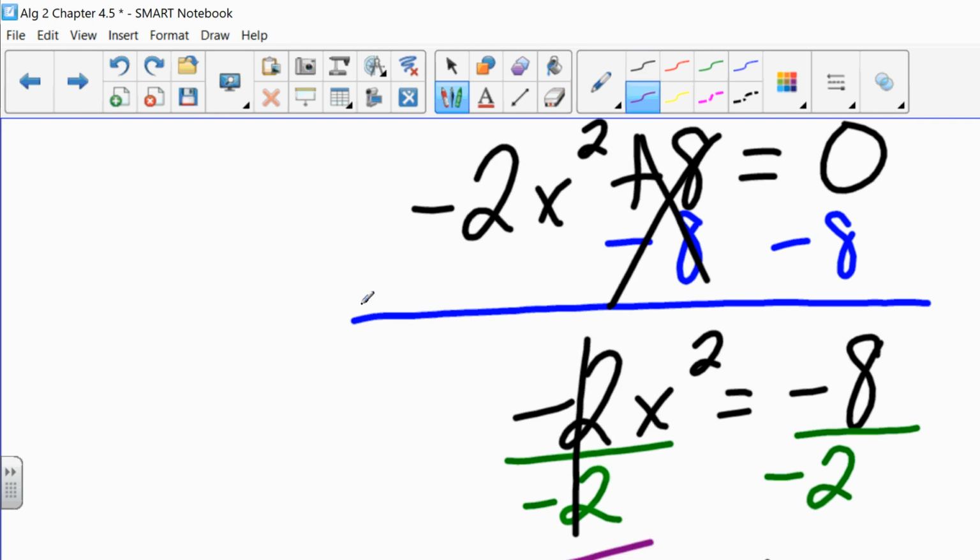And if we square root both sides now, square root of x squared is x is equal to plus or minus 2. So it's another way to get to those 2 answers. Questions on this here?